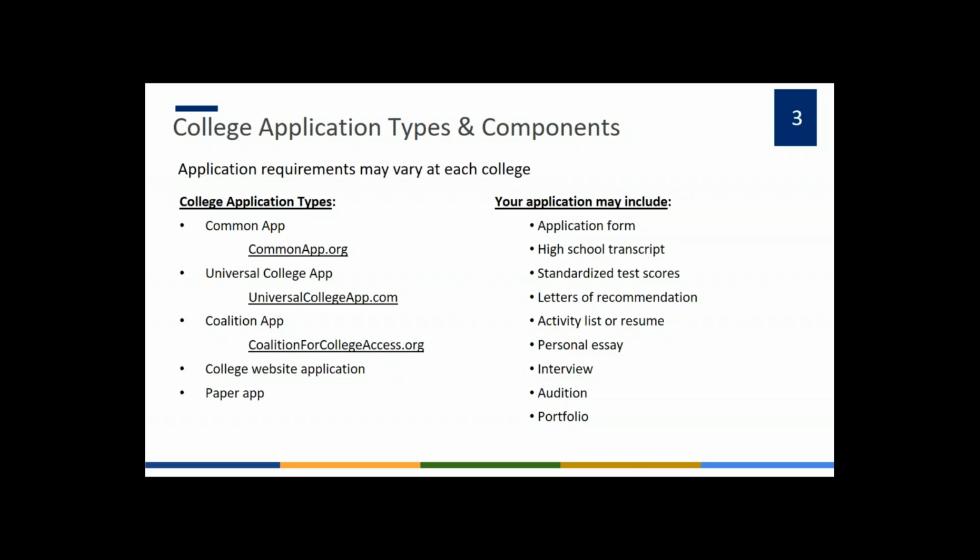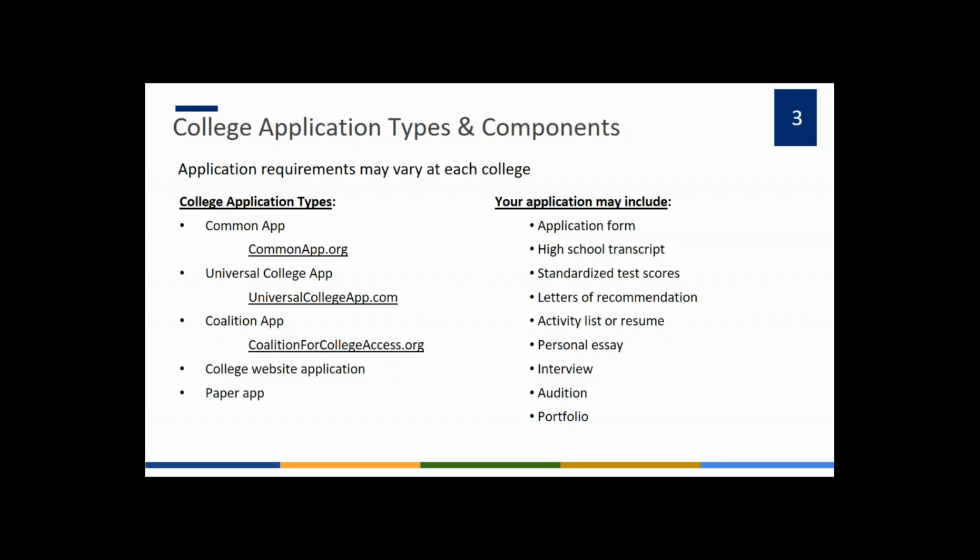Another application is called the Universal College App. This is similar to the Common App in that you fill out one application and you can send it to various schools. It's gotten less popular over the years. Only about 9 schools use it right now, but you still might have a student who uses or needs to fill in the Universal College App to apply.